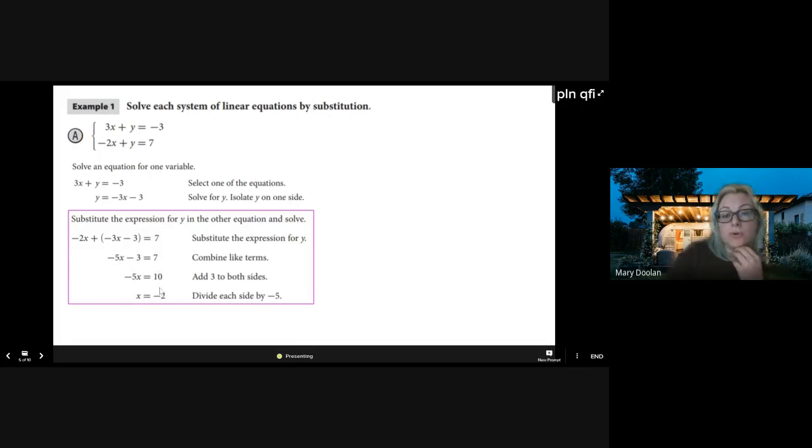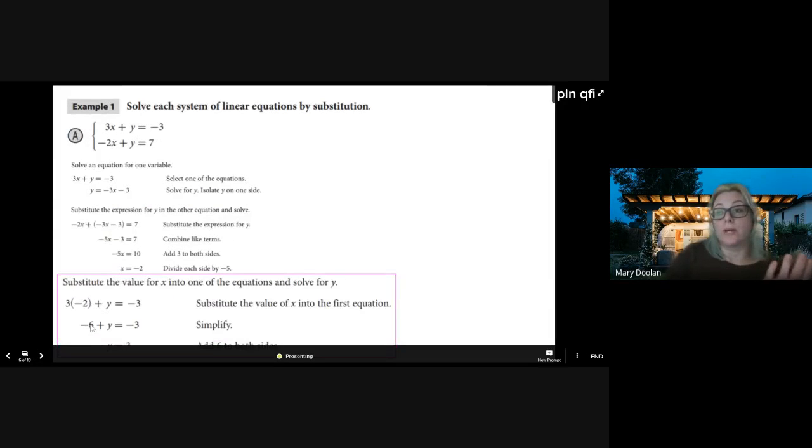Okay, so at this point right now, we have now solved for x. We know what x is, but we need to now find out what y is. So what we're going to do is substitute the value that we found for x into one of the equations and solve for y. It doesn't matter which of these two equations you choose. Just pick one. We're just going to pick this top one, 3x plus y equals -3.